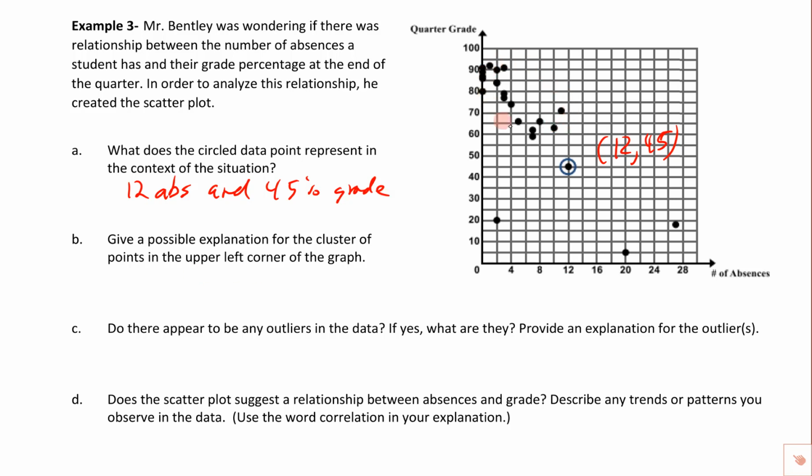Okay. Give a possible explanation for the cluster of points in the upper left-hand corner of the graph. Cluster of points up here. Okay. Now, if we say upper left, that would be kind of this one, or maybe we're going to circle those guys right there. Now, we're not looking for necessarily a correlation just among these, but we're looking for what this means in the context of the situation. So these people had maybe no more than 4 absences, and all of their grades are above 75%. So it looks like they've all got strong C's, B's, and maybe a couple of A's in there. So what that would mean is there are a lot of people who don't really miss a lot of school and they get good grades.